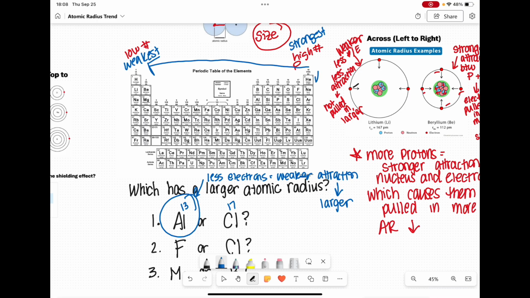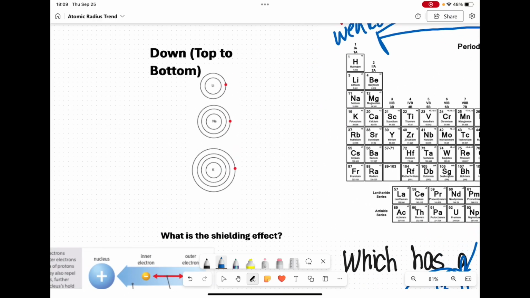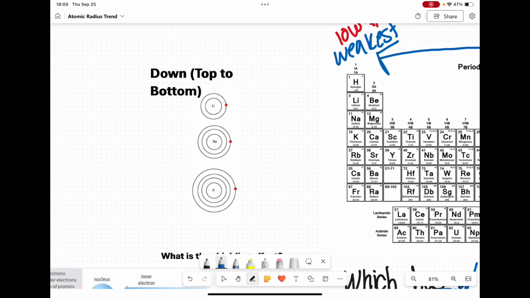We can also label helium, which is actually our smallest. So when we're trying to figure out which one's bigger, which one's smaller, the closer it is to helium, the smaller it will be. The other thing that affects the atomic radius is the row that it's in.